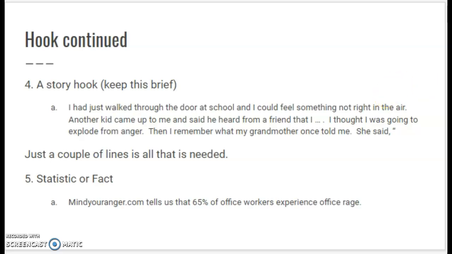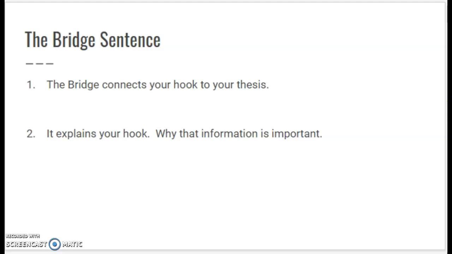Your next sentence in your introductory paragraph is called the bridge. And what the bridge does is it connects your hook to your thesis. It also explains your hook, why that information is important. The anecdote you used, what were you trying to tell the reader? Why is that story important? It doesn't have to be long. It can be just one sentence.